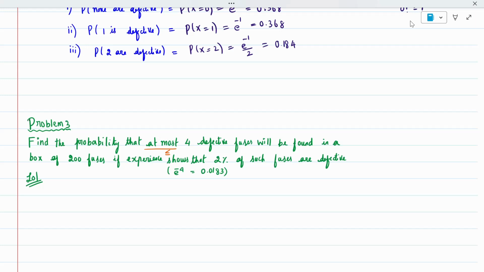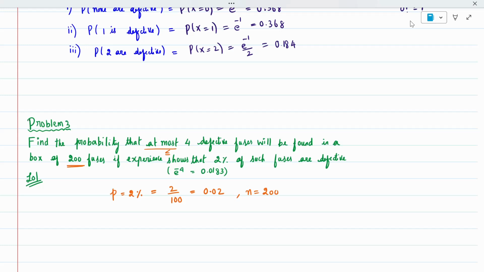So it is given in the question, probability p is given. It's 2% defective. 2% means convert it, 2 by 100, percentage convert first, it's 0.02. Okay, p is given to be 0.02. N is given to be 200, 200 fuses. So n and p are given.